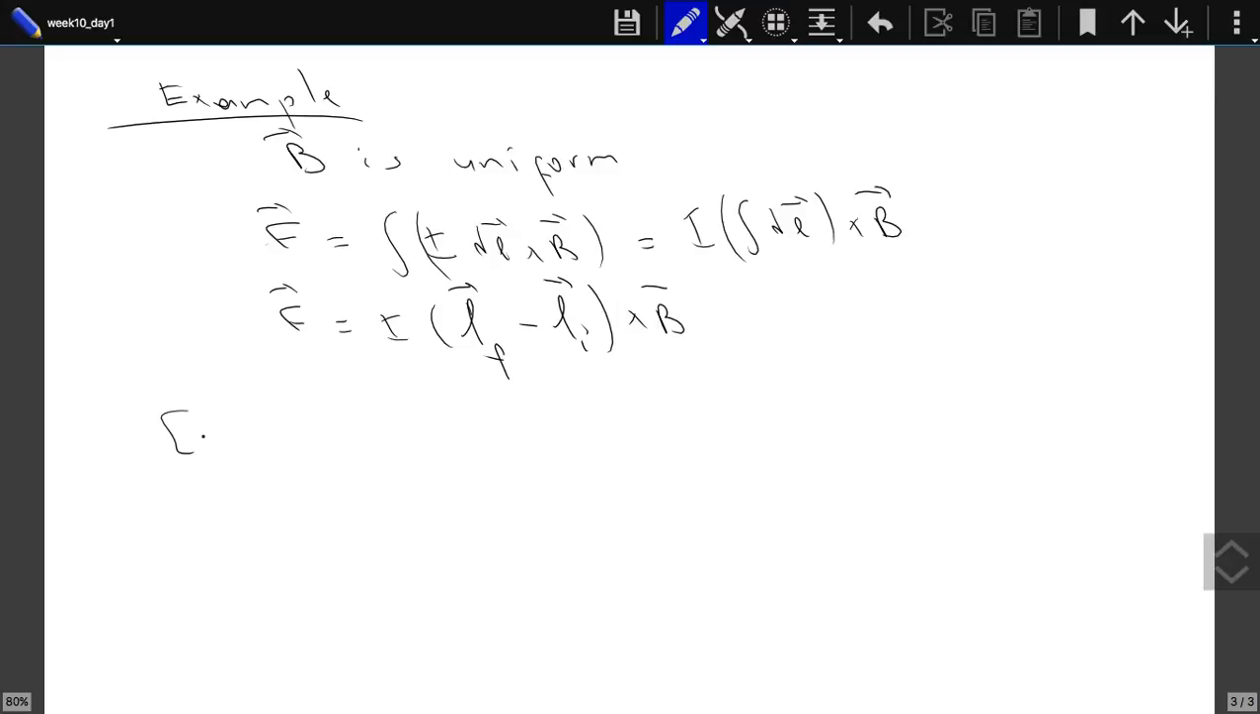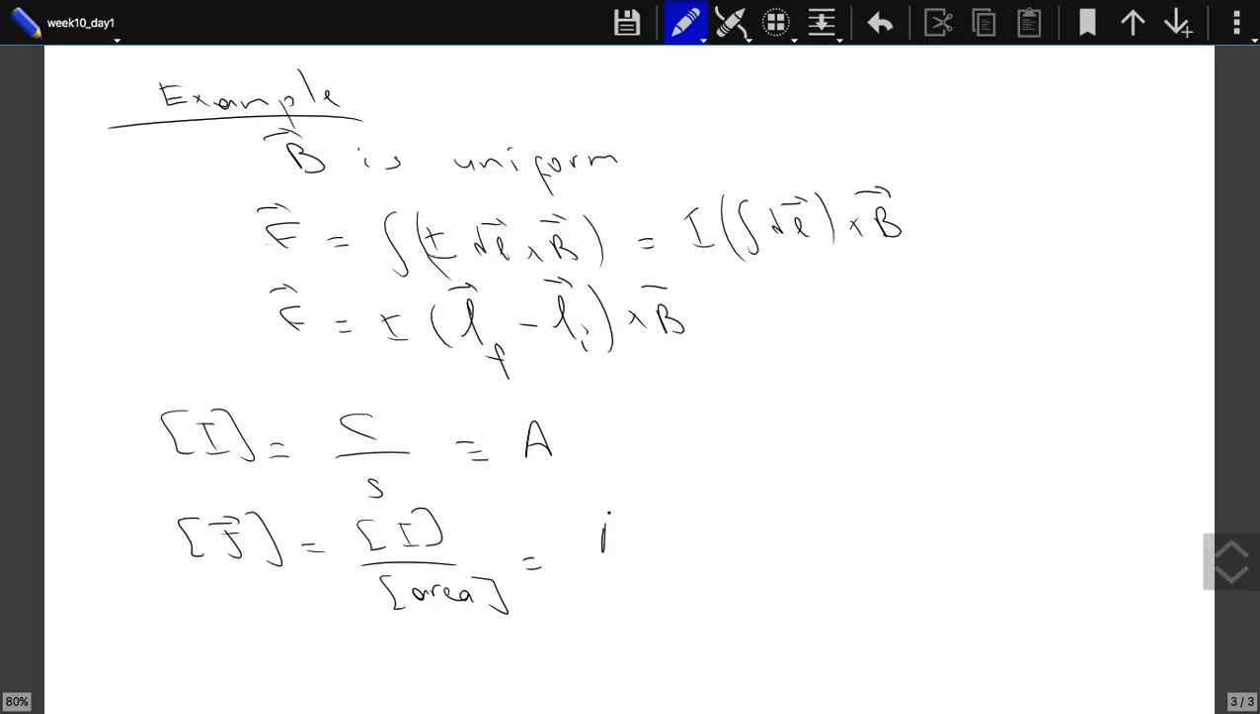Now let's also go over the units of the currents. The unit of current is the coulomb per second, which we define as the ampere. The current density is, remember, the current divided by area, which is the ampere per meter squared.